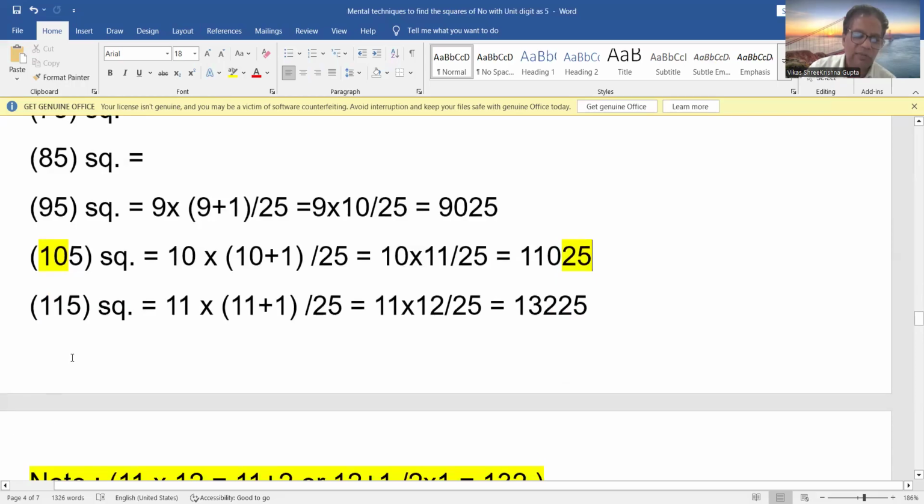In the same way for 115. Now for 115, you see the number before 5 is 11. So you multiply 11 by 11 plus 1, meaning 12. So 12 into 11. I already told you in my previous video how to multiply any number by 11. If you apply that technique, it will be 1 plus 2, that is 132. So 132 and then 25.